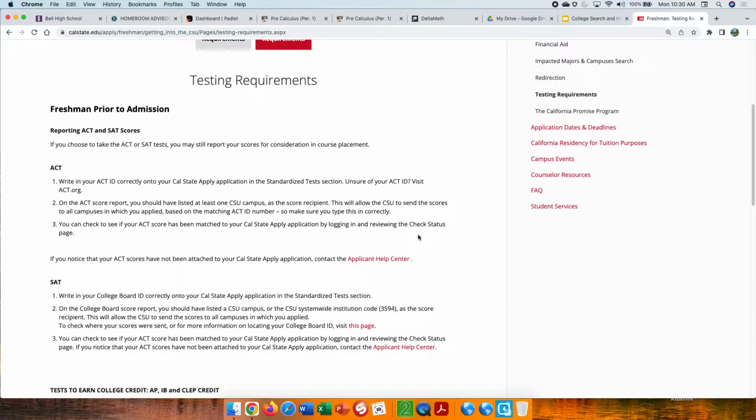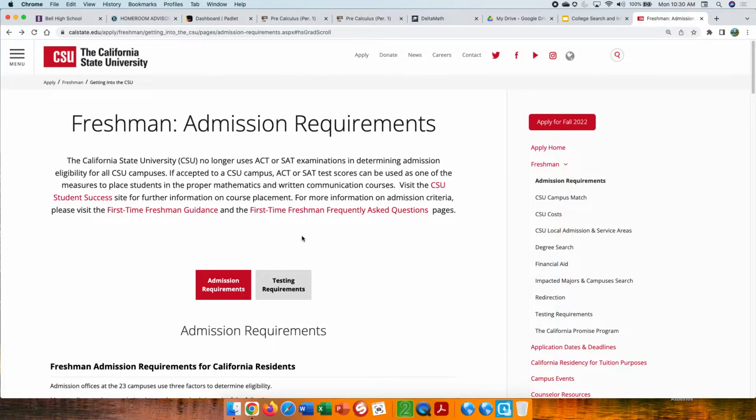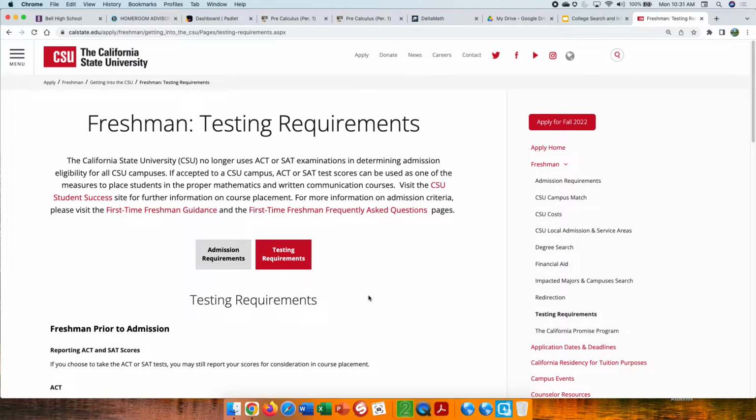I think it's 6 for sure. Yeah, Joshua. Where did I find this? Oh, okay, I'm sorry. Let me go back. You see right here, are you on this page where it says freshman admission requirements? Okay, now click on this part that says testing requirements. Click this one that says testing requirements, and that's where it says it right there. Did you find it?